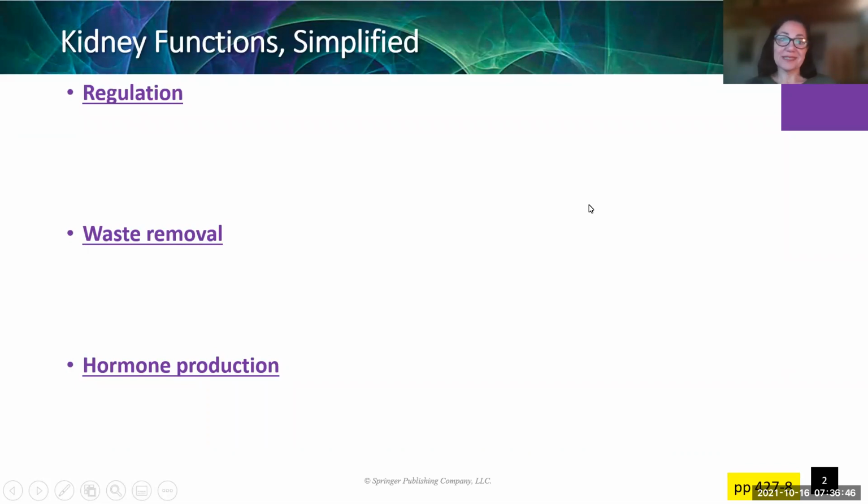So as always, we try to simplify as much as possible at the beginning of these lectures. So kidneys, super simplified, there are 3 main functions. There's regulation, that is helping the body maintain homeostasis. Waste removal, there's a way out of the body, taking things out of the blood. And finally, hormone production. So let's take a look at each of those things.